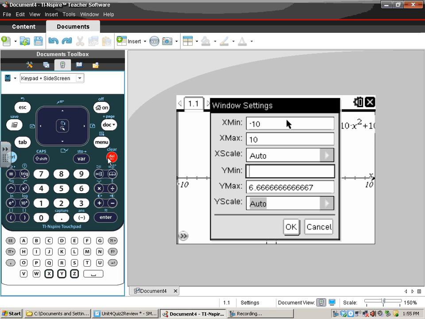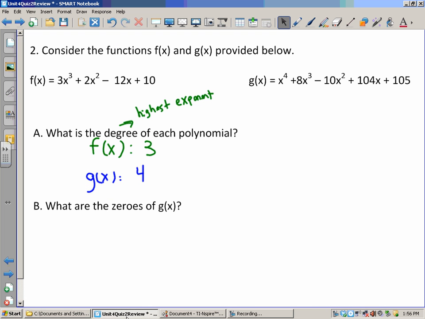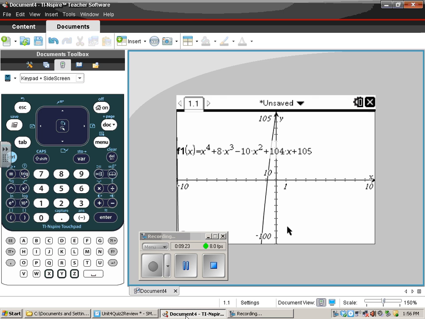We know the y-intercept is 105. So how about we go from negative 100 all the way up to 105. So maybe we can see a more full picture of this graph. Let me see, did I type everything right? x to the fourth plus 8x cubed minus 10x squared plus 104x plus 105.